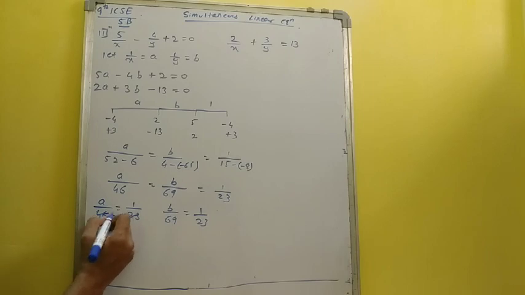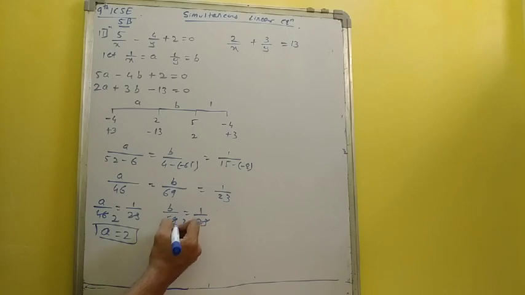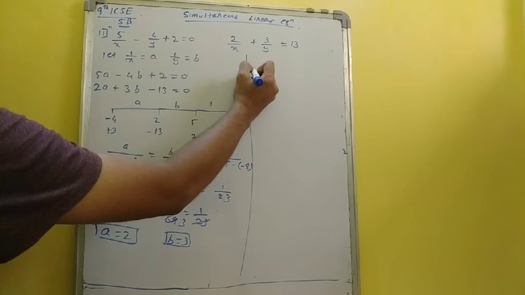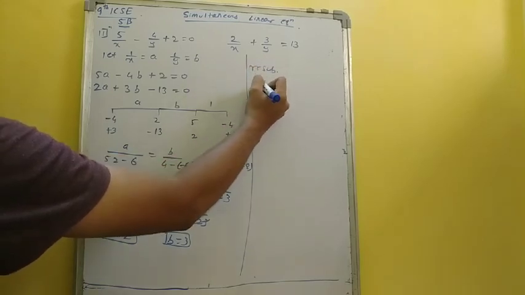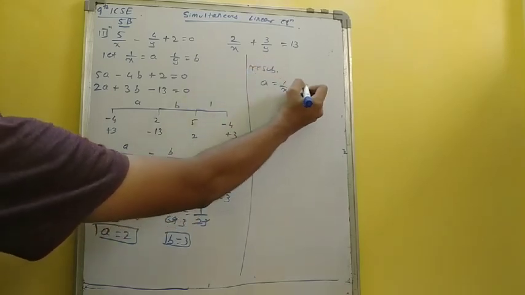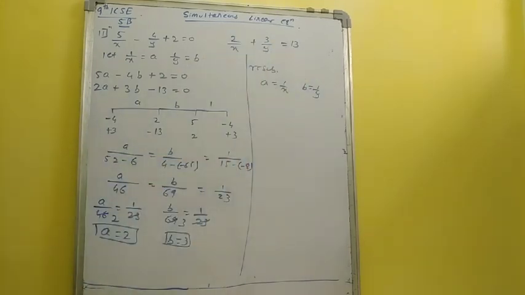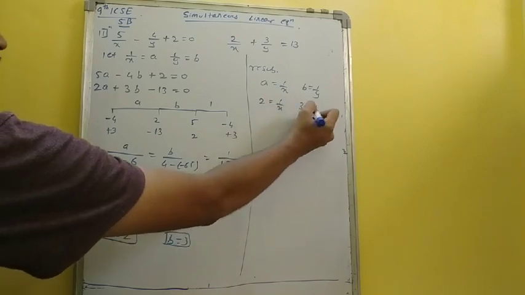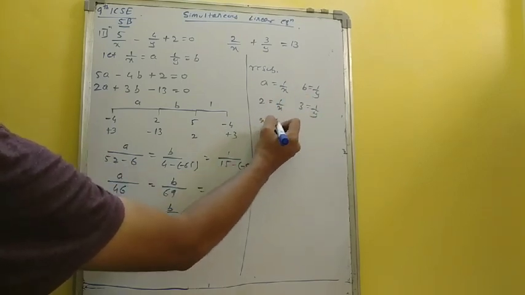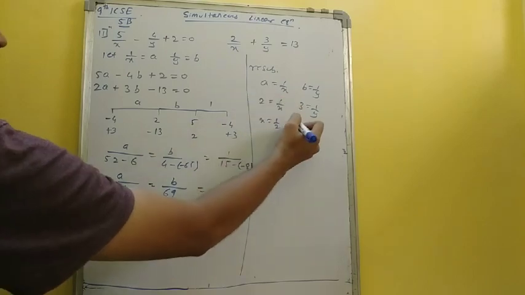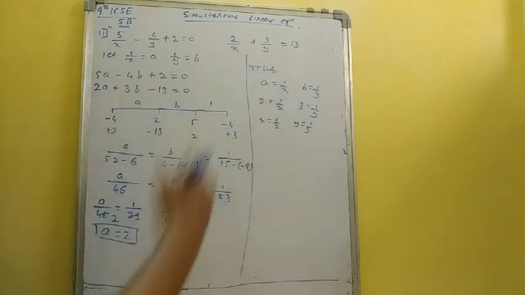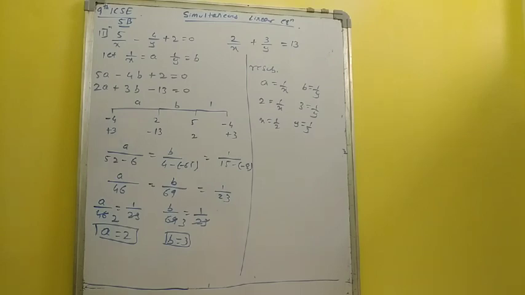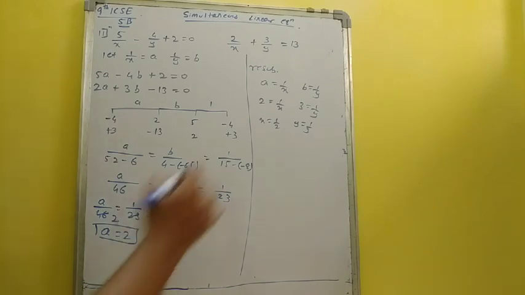So 23 ones are 23, twos are 46, 2 will go there. We have the value of a is equal to 2. 23 ones are 23, threes are 69, b is equal to 3. Okay. So resubstituting a is equal to 1 upon x and b is equal to 1 upon y. So what is the value of a? It is 2 is equal to 1 upon x and b is 3 is equal to 1 upon y. So x is equal to 1 upon 2, y is equal to 1 upon 3. So the value of x is 1 upon 2 and value of y is 1 upon 3.